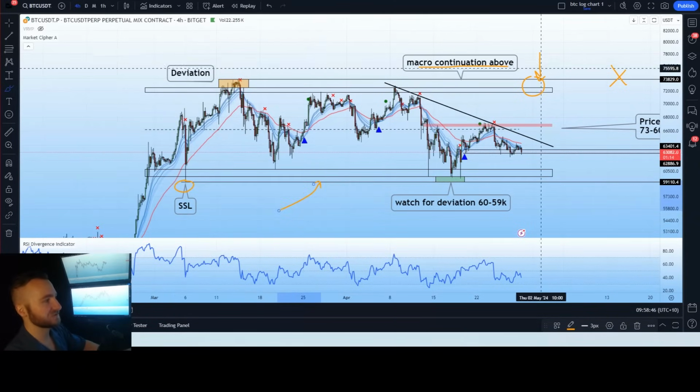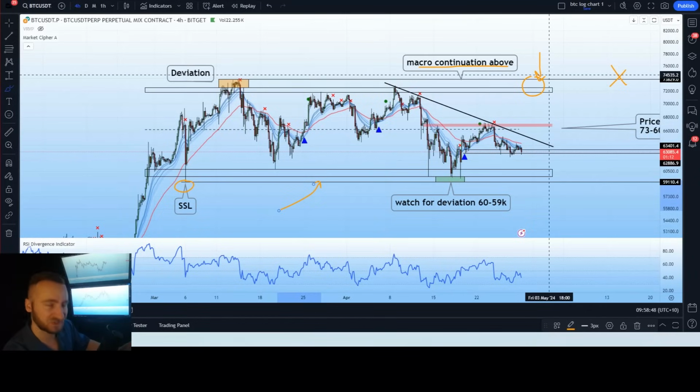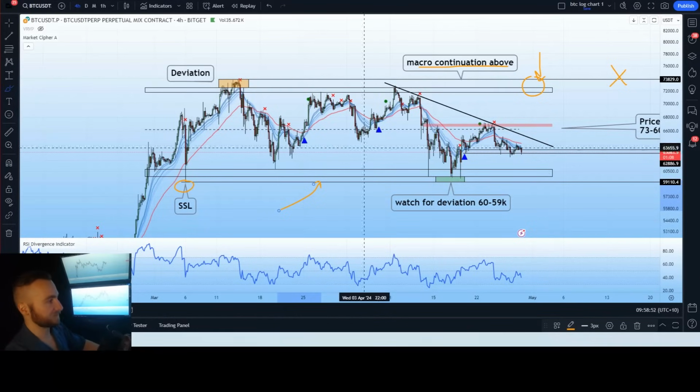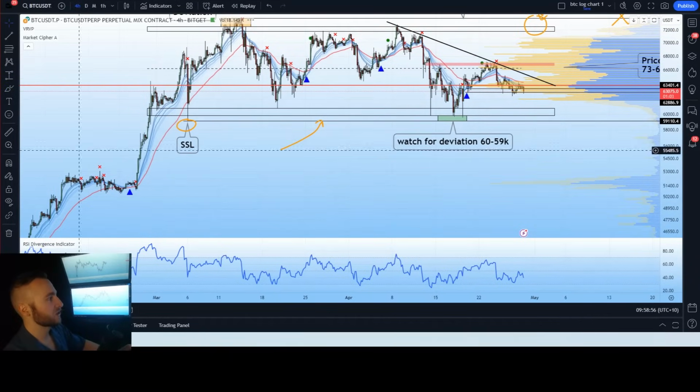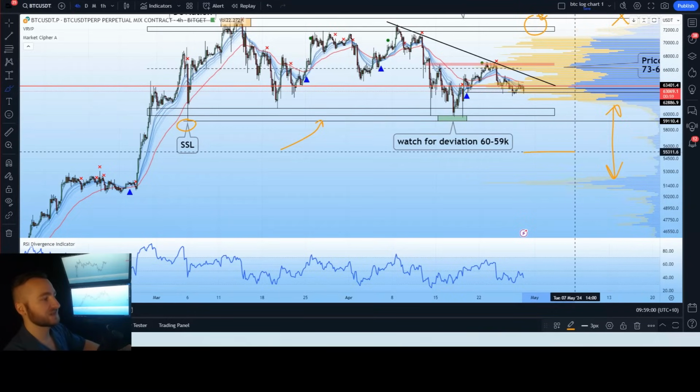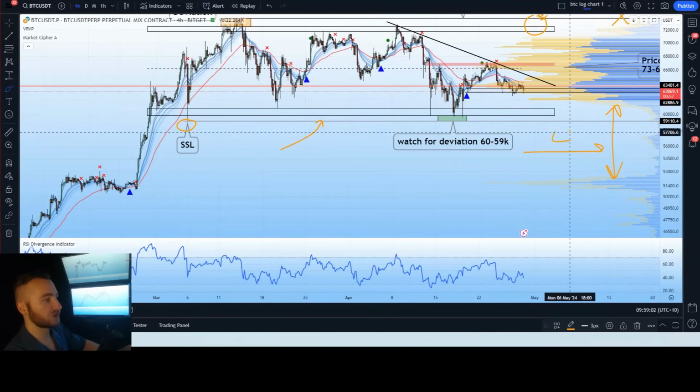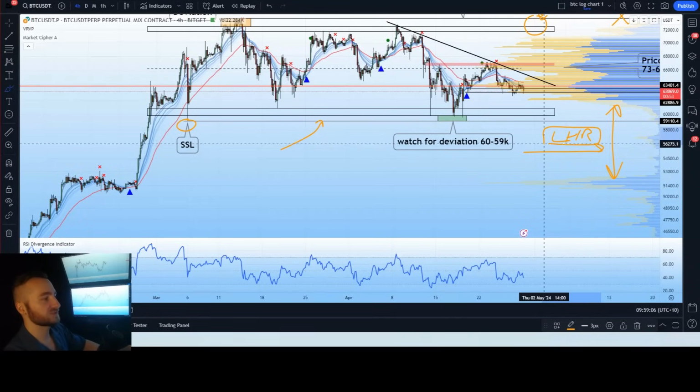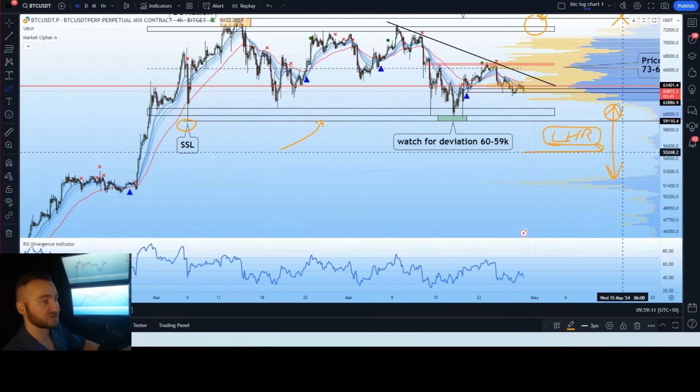If we break above this level, we technically enter price discovery. Bitcoin could go very, very high very, very quickly. If we break below our sell side liquidity, looking at historical price data, we can see we have a large VRPV gap over here, which represents a range of low historical trading resistance. That means in this range, we require less volume to move through it from this point to this point.